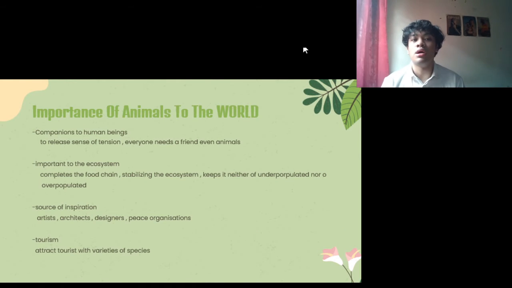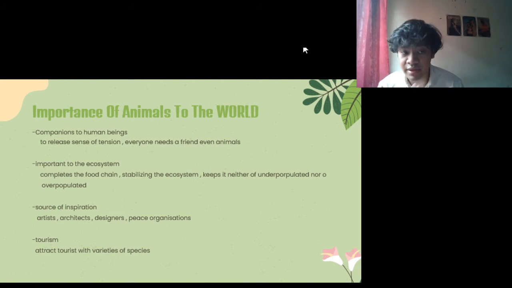Going through more: why is it important that animals continue living in this world? The importance of animals to the world. First of all, the pet concept, which is companionship to human beings. The reason is to release tension, which is stress, and everyone needs a friend. Even animals need friends, even lions. There are some lions that are friendly. Even predators need friends, but not all of them should have friends like humans.